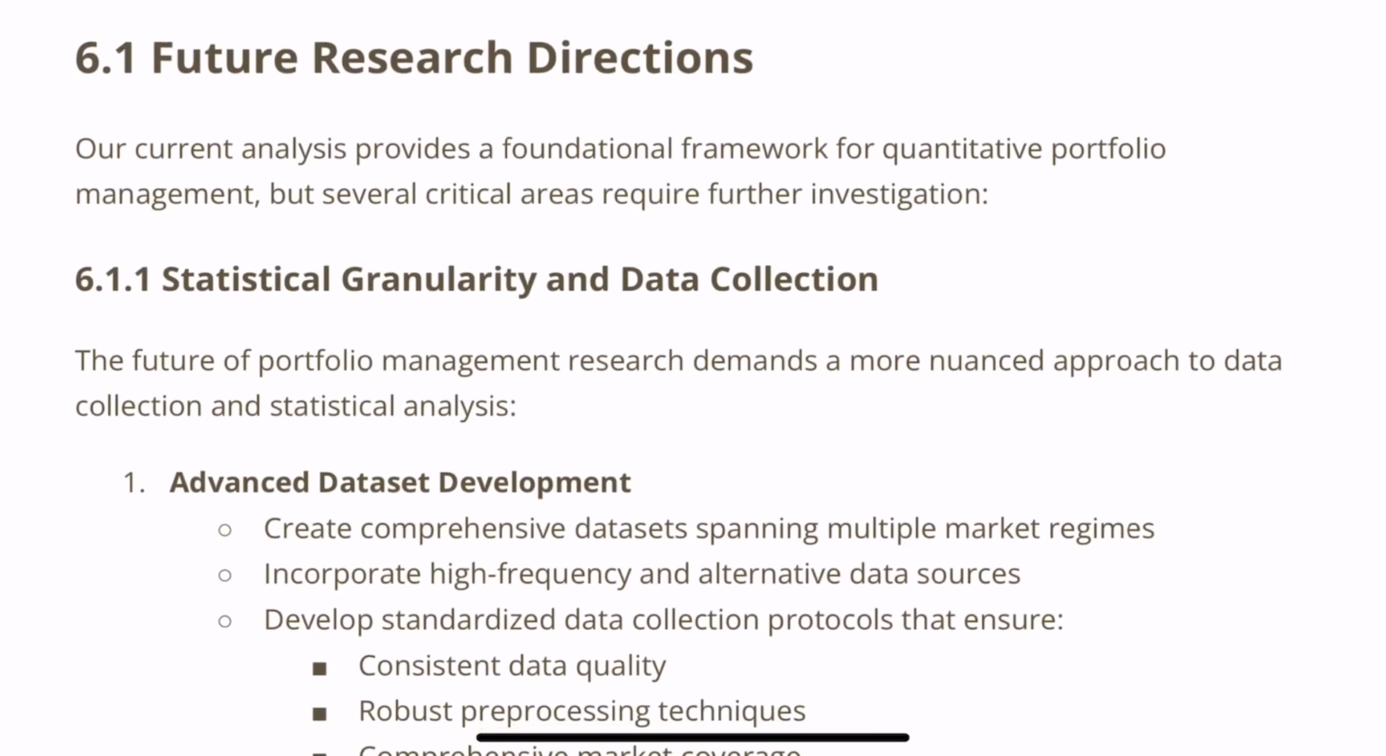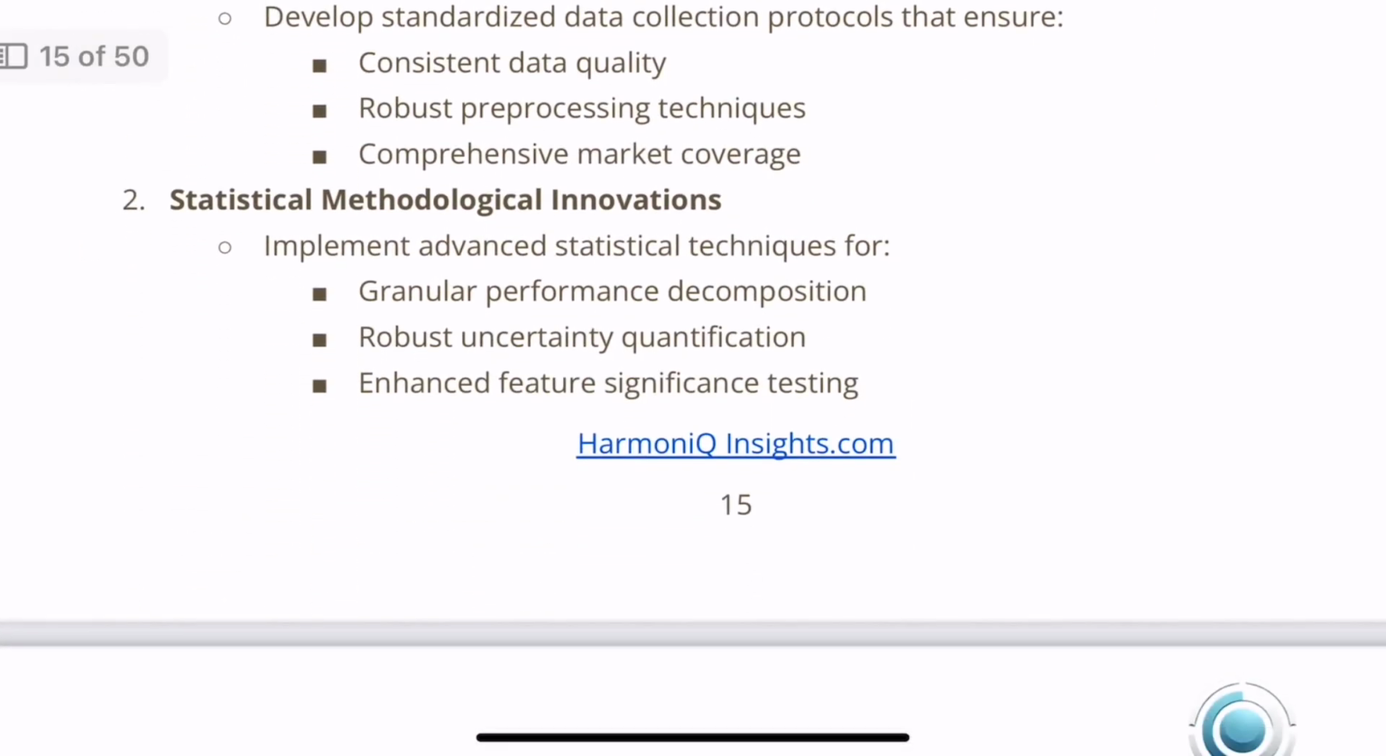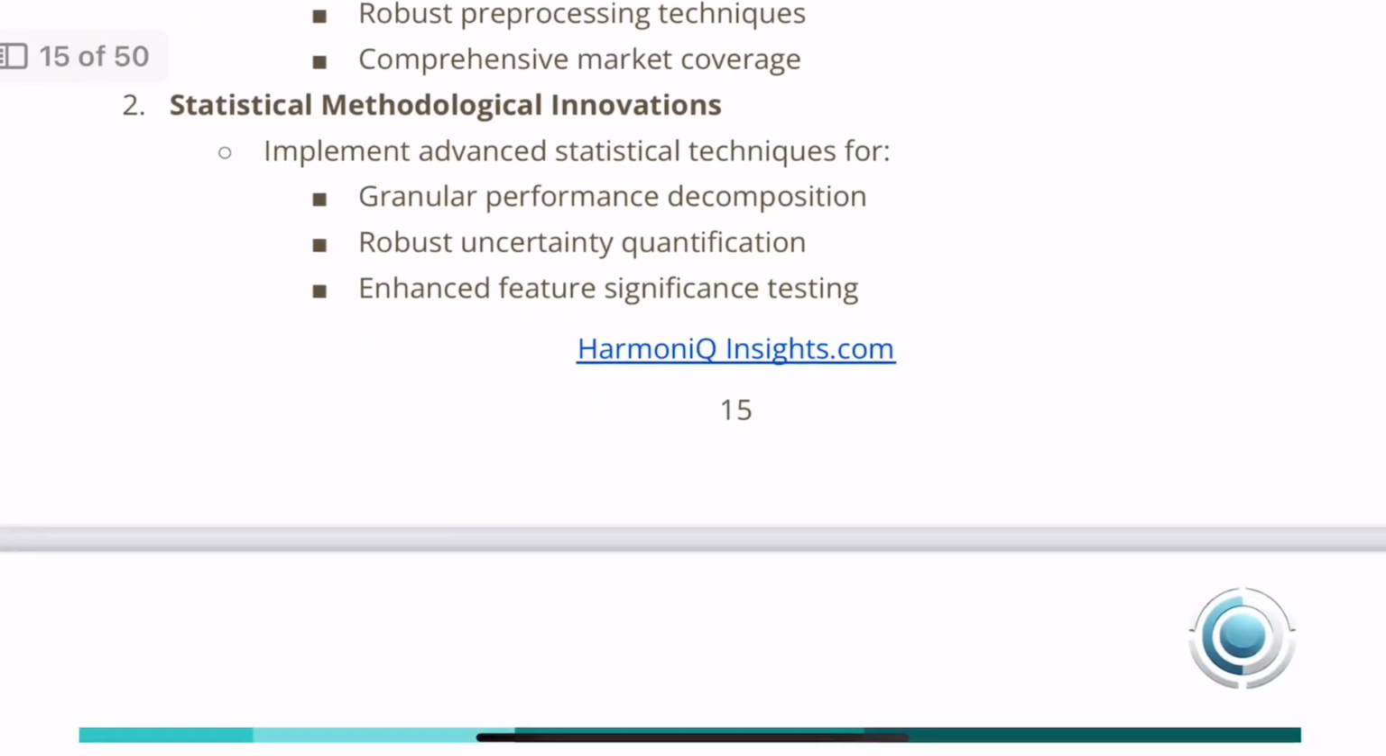The paper highlights three key areas where I think we'll see a lot of exciting development. First, there's a growing need for more granular data and more advanced statistical methods. High frequency data, alternative data sources, maybe social media sentiment or other unconventional sources, and information that captures a wider range of market regimes. It's not just about having more data, it's about having the right kind of data and the right tools to make sense of it all. That makes sense. We're in this age of information overload, so being able to sift through all that noise and find the valuable nuggets is absolutely crucial.